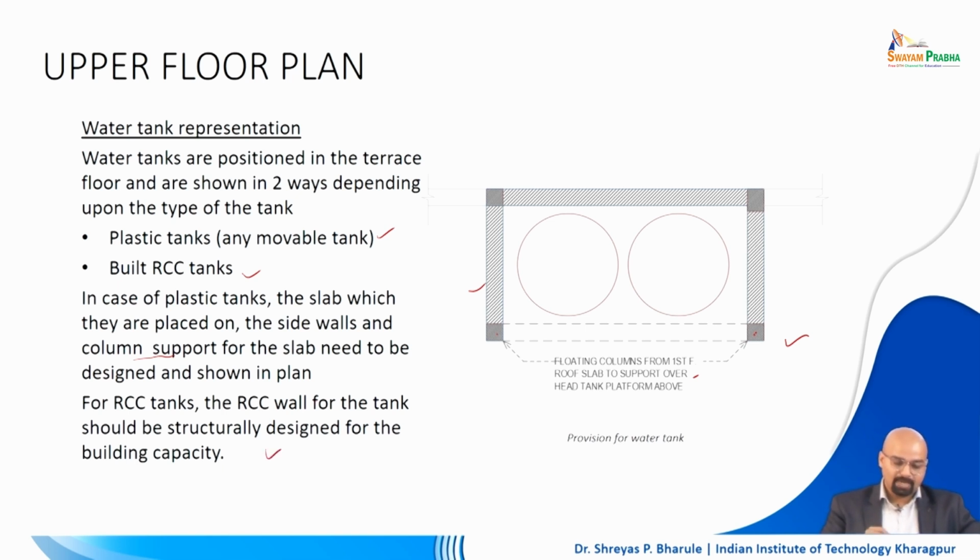Next, when you are doing an RCC tank, the RCC wall for the tank should be structurally designed for the building capacity. The capacity calculation is very important, because RCC is cast in situ, and modifying the RCC tank would happen with a lot of difficulty. Breaking down a tank into half and then extending it creates a lot of problems in future, like water leakages and issues.